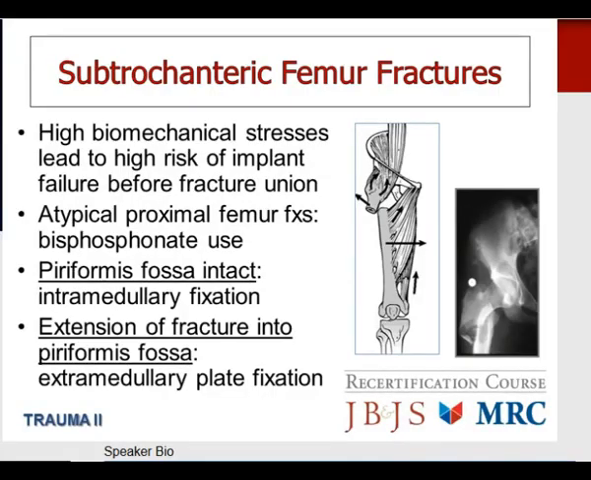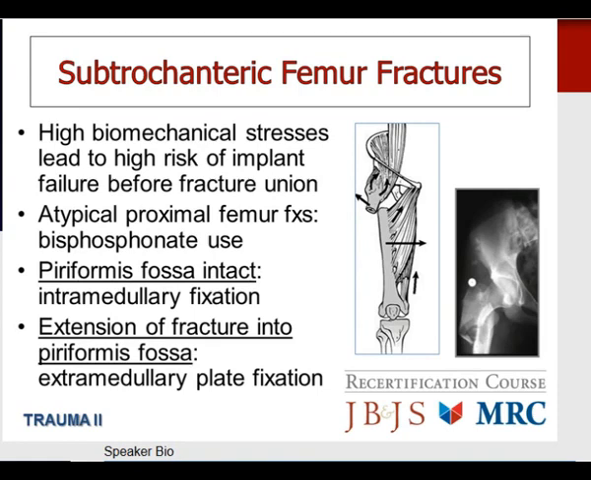Moving on now to talk about subtrochanteric femur fractures. The subtrochanteric region of the proximal femur has a lot of biomechanical stresses in that area, with multiple muscles with long lever arms acting at this portion of the femur. The proximal fragment typically is flexed and abducted, whereas the femoral shaft fragment is typically internally rotated and adducted. Consequently, with traditional implants, there's a high risk of implant failure before fracture union.